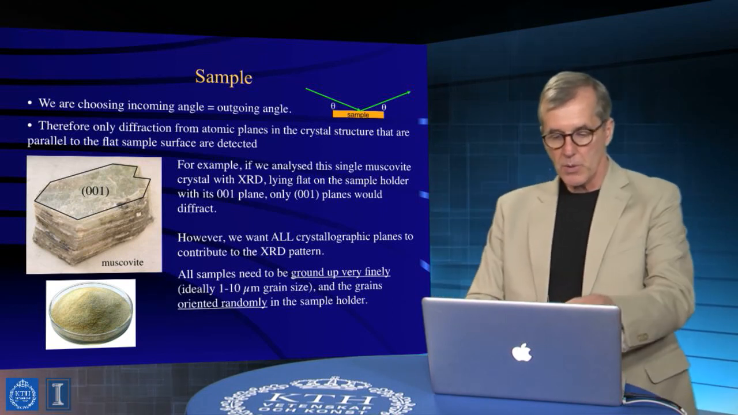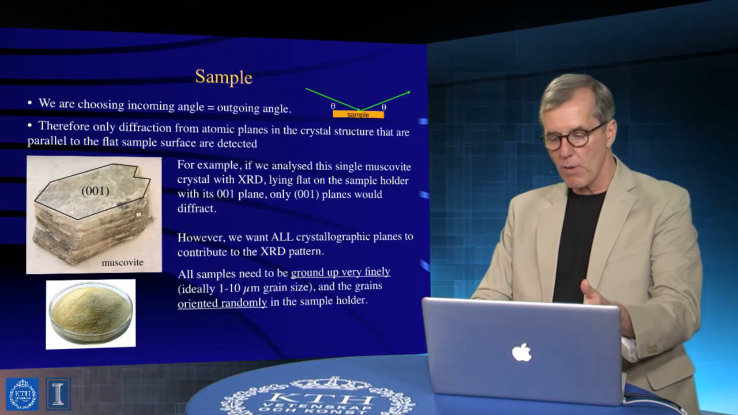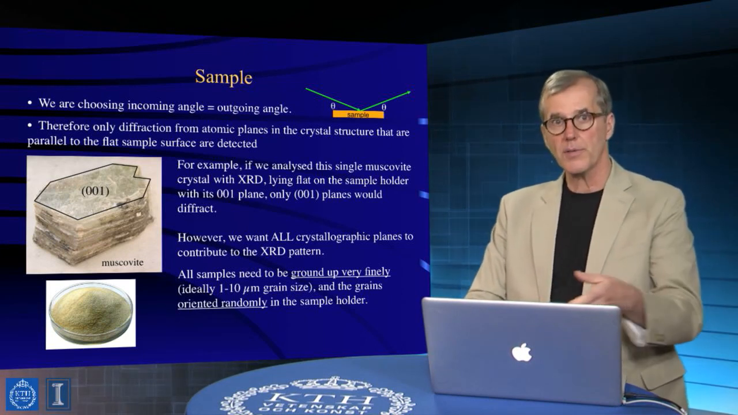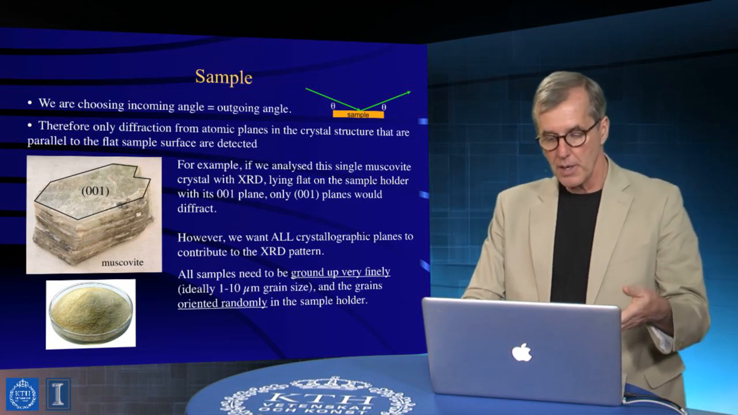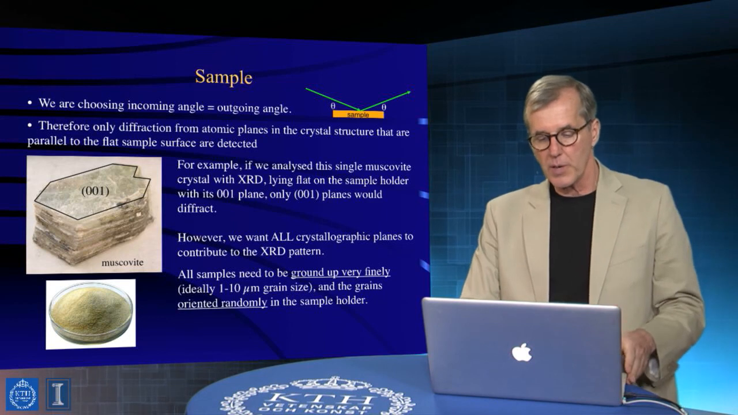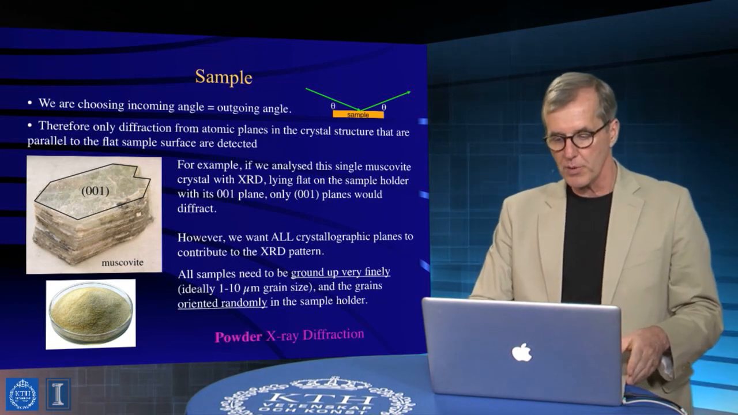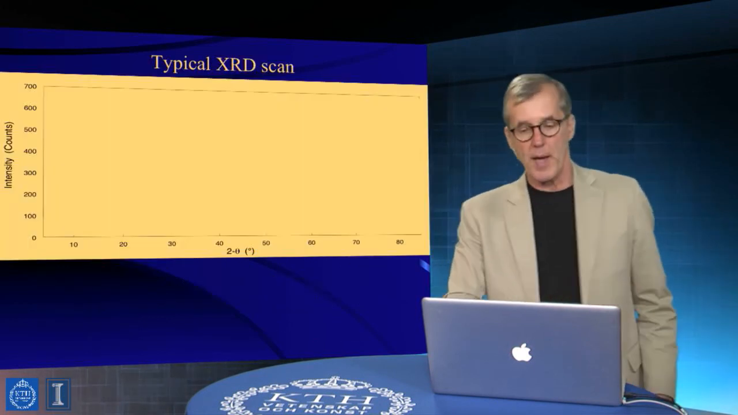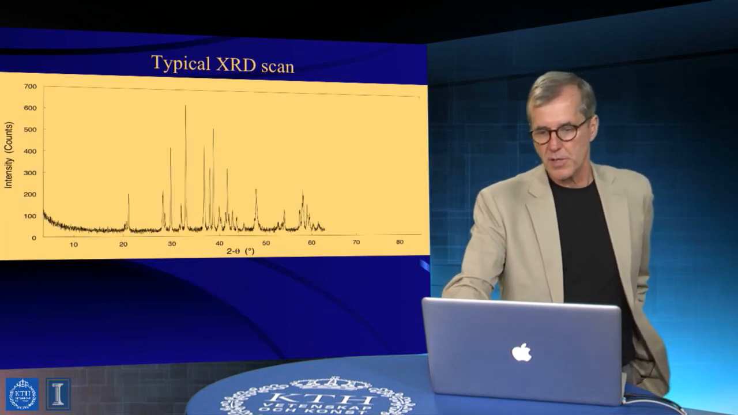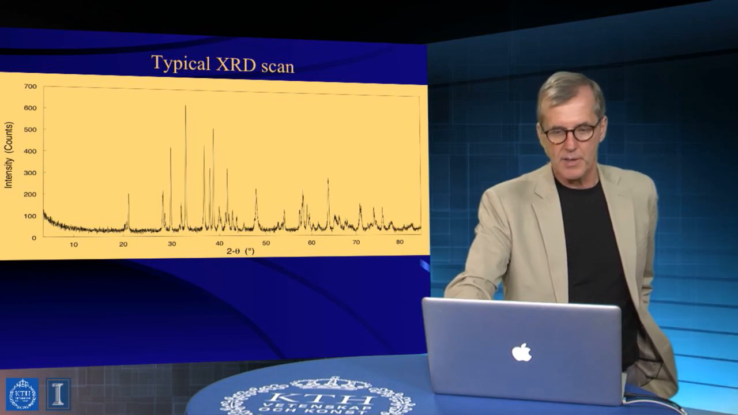So this thing would have to be ground up into small sizes, ideally of the order of a number of microns, and in such a way that by their nature the grains orient randomly in the sample holder, and that's what we would call powder diffraction. Right, so here's what such a diffraction pattern would look like.